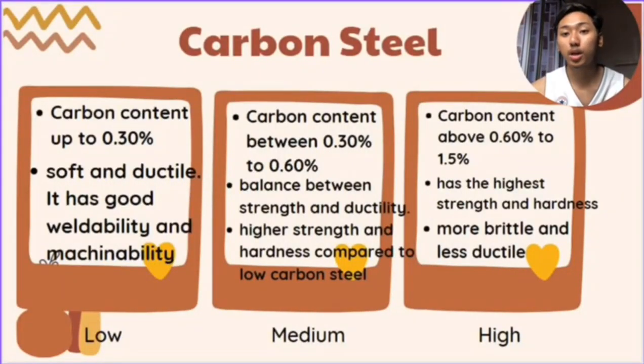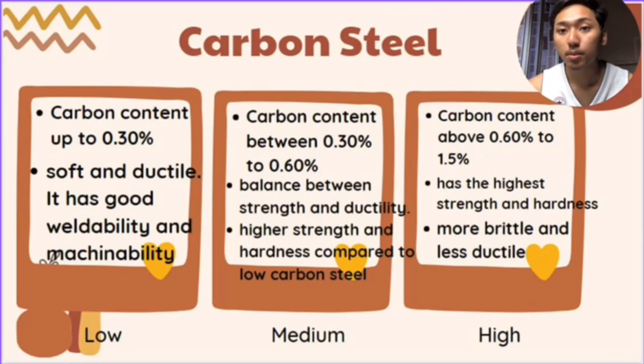Today I'm gonna talk about carbon steel. There's three types of carbon steel, which is low, medium, and high carbon steel. For the low carbon steel, the carbon content is up to 0.30%, and the characteristic of the carbon steel is soft and ductile, which is it has a good weldability and machinability.